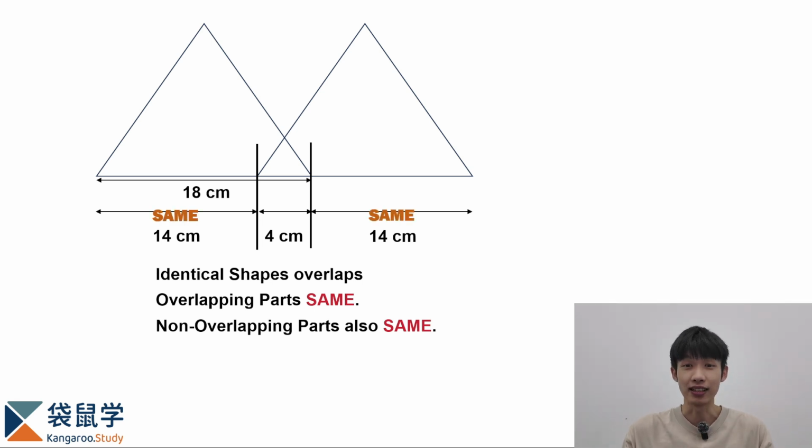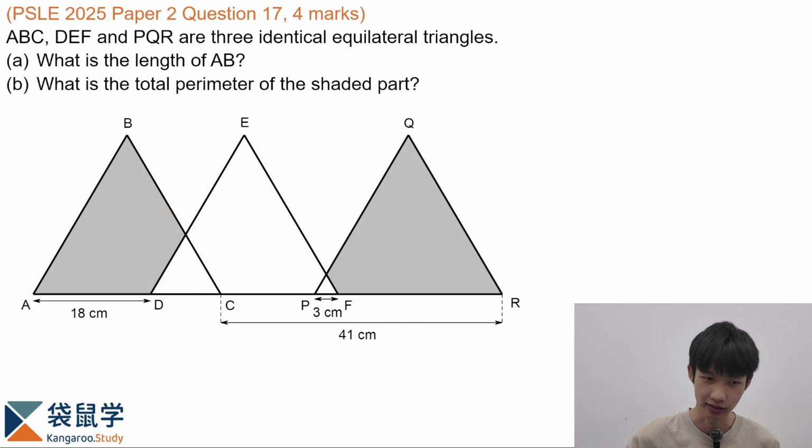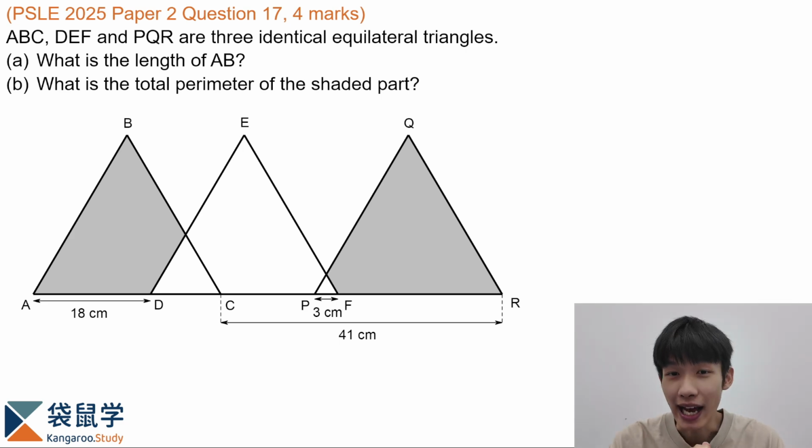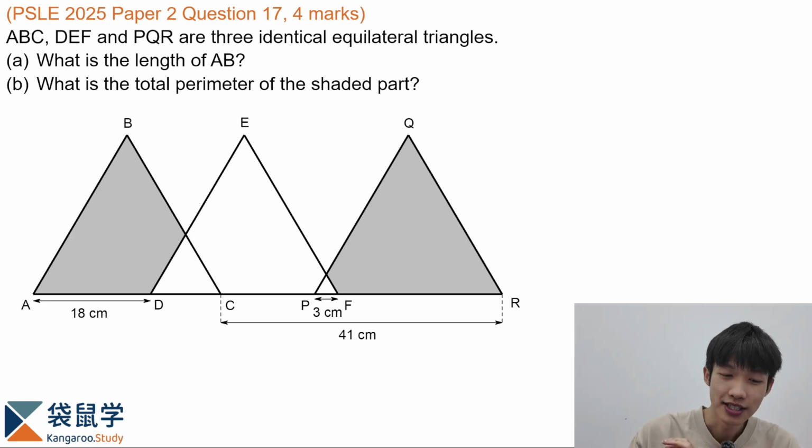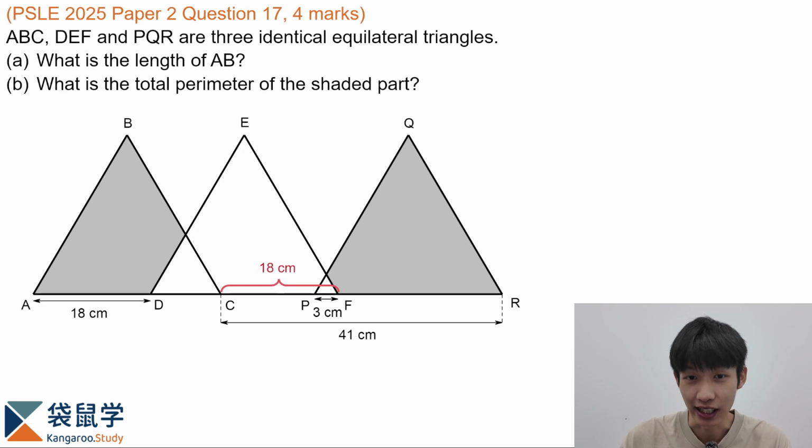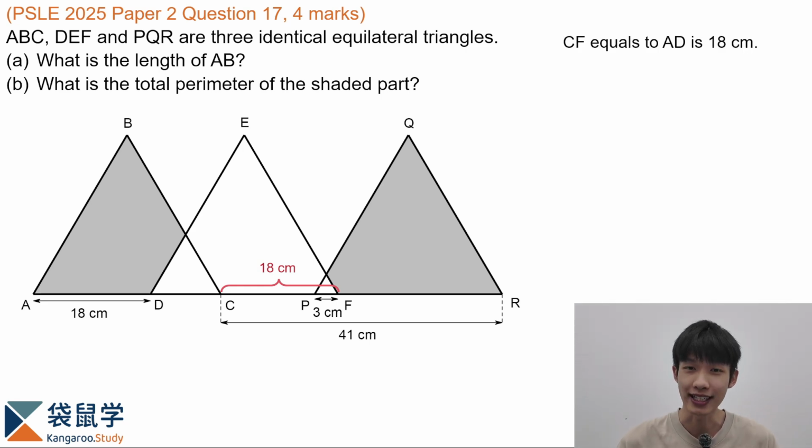By using this idea, let's take a look back to the question. So we know AD, which is the non-overlapping part, is 18 cm. So can anyone tell me, which part is also 18 cm? It should be same to another overlapping part. Hey, very good. It should be equals to CF with another non-overlapping part. So actually CF equals to AD, which is 18 cm.